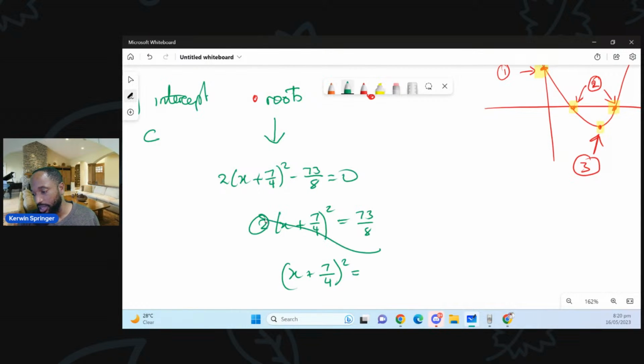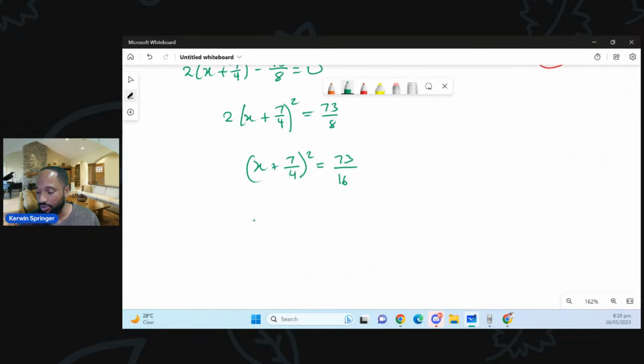So if I divide this by 2, the 2 will come in, and then you have the 8, and it will be 16. 2 by 8 is 16. And then you find the square root of both sides. So you find the square root of 73 over 16, but you use plus or minus because it's quadratics. And x is equal to 7 over 4 plus or minus the square root of 73 over 16.